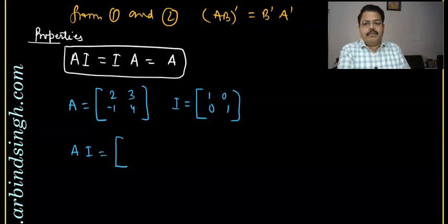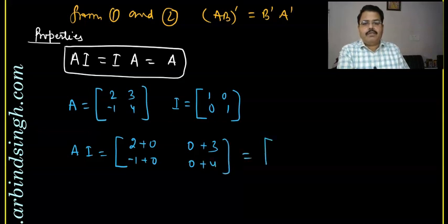AI is what? First row, first column: 2 into 1 is 2, and 3 into 0 is 0. Similarly, first row, second column, that is 0, and 3 into 1 is 3. Second row, first column: minus 1 into 1, minus 1, and 4 into 0 is 0. Second row, second column: 0, and 4 into 1, 4. So what is the output? The output is 2, 3, minus 1, 4, which is equal to A.